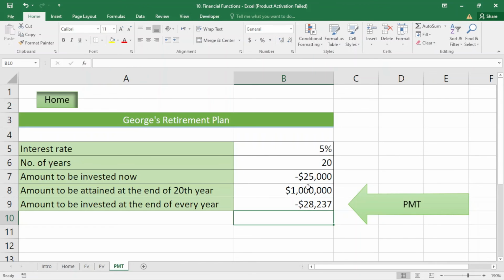You can see he has to invest $28,000 every year in order to get 1 million after 20 years. You can see that Excel really helps us and makes our work easier. So that's it about financial functions.